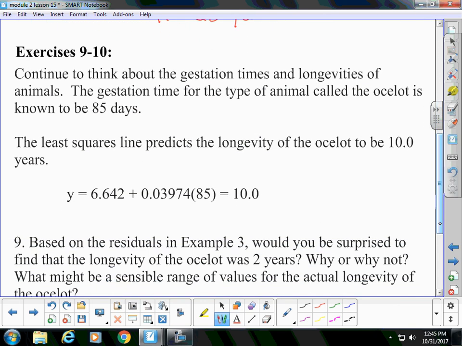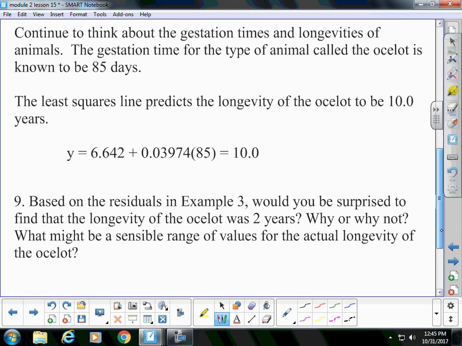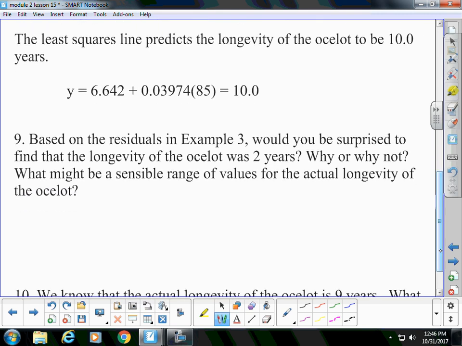Okay, exercises 9 through 10. Continue to think about the gestation times and longevity of the animal. The gestation time for this type of animal, called an ocelot, is known to be 85 days. The least squares line predicts the longevity of the ocelot to be 10 years. So plugging in 85, they got 10. Based on the residuals in example 3, would you be surprised to find out that the ocelot was 2 years? Why or why not? Might that be a sensible range for an actual longevity of an ocelot?